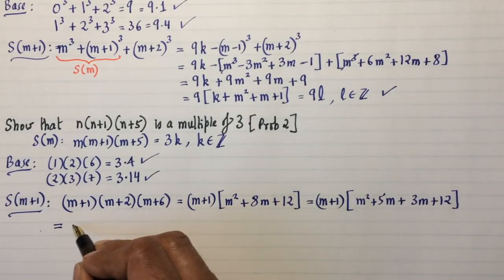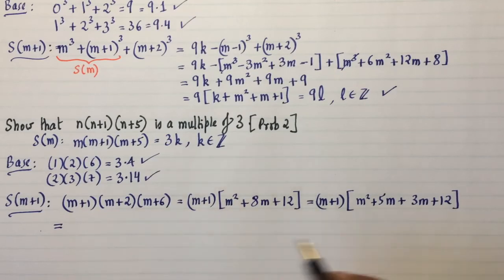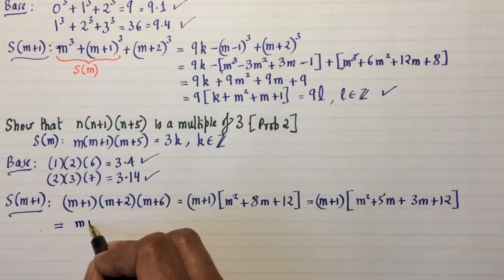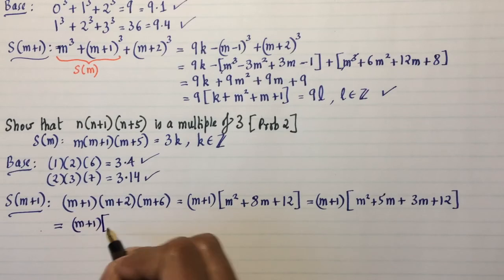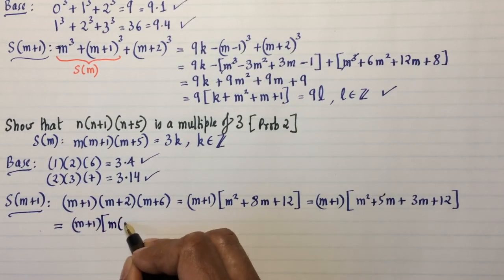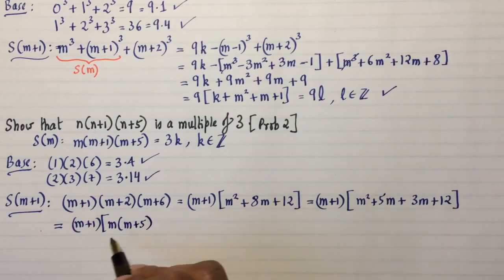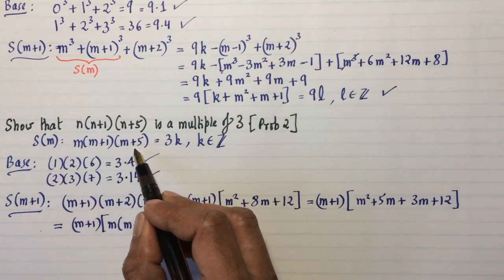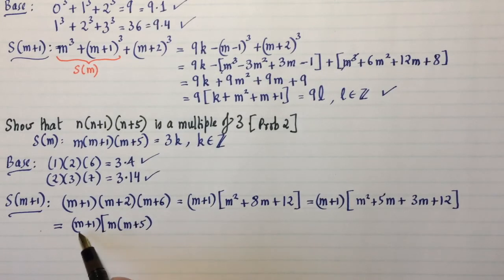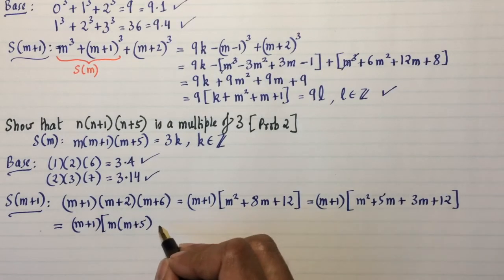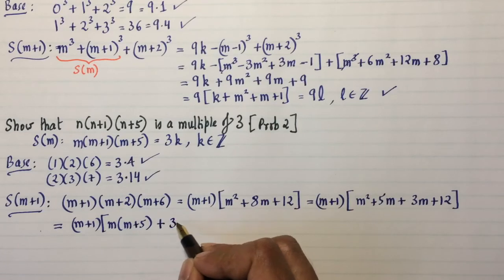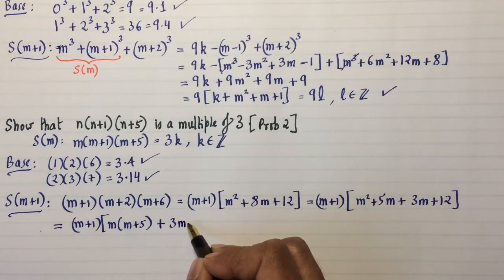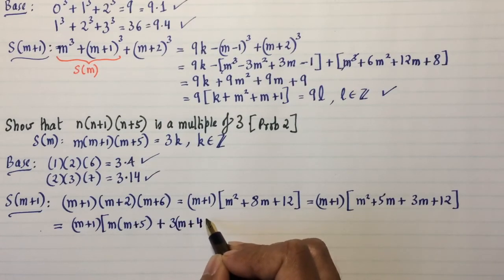So then you have m plus 1. Now at this point I'll write this as m plus 1, and here I'll factorize m times m plus 5. So that part's looking good because I have m plus 1 and m plus 5. What about this part? This is going to be 3 times, well, I'll just write this as 3 times m plus 4, which it certainly is.